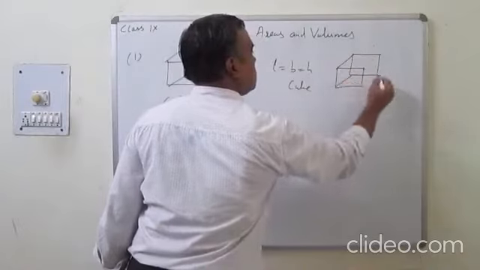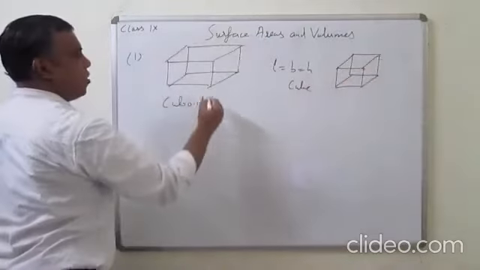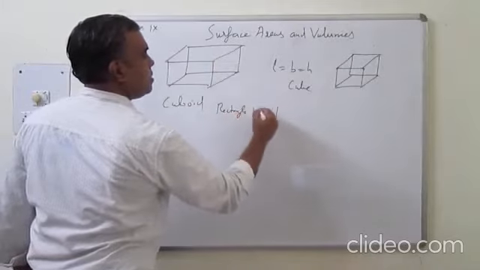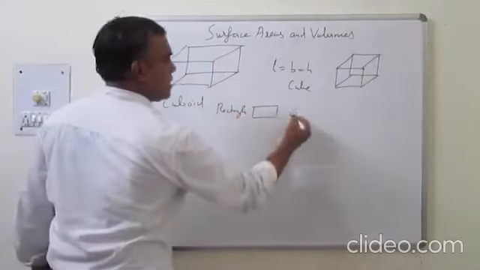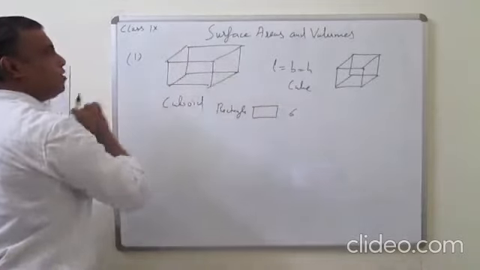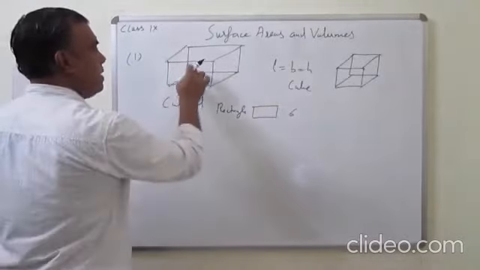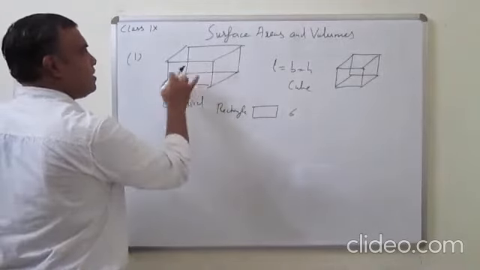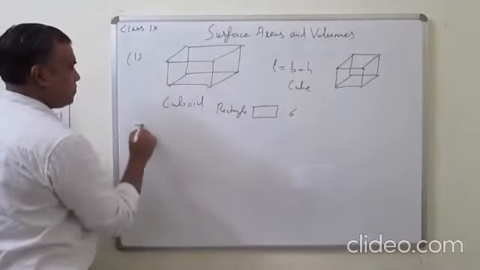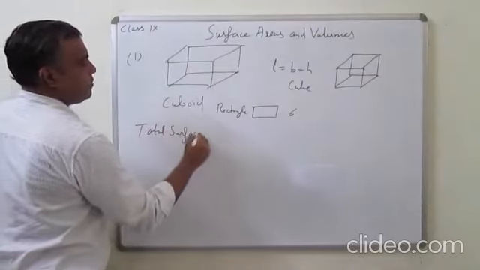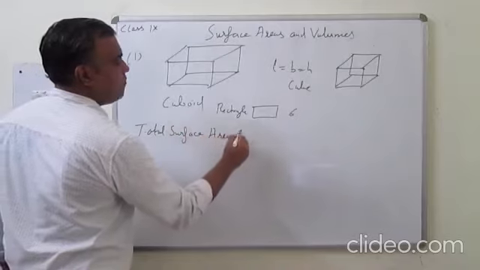We know that how many rectangles are there in this cube? 6 rectangles are there in this cube. How many edges? 12 edges. How many vertices? 8. So what is the total surface area of this cube? Total surface area of cuboid.